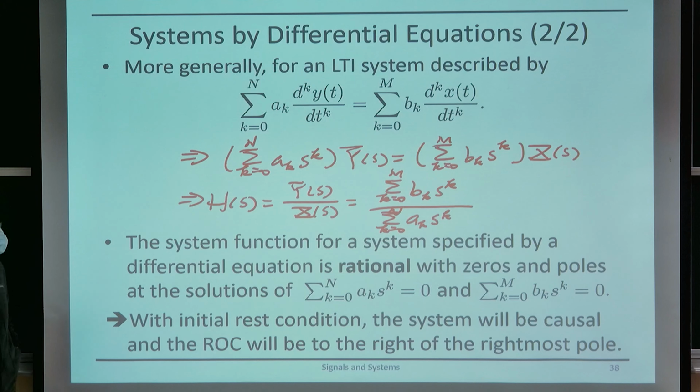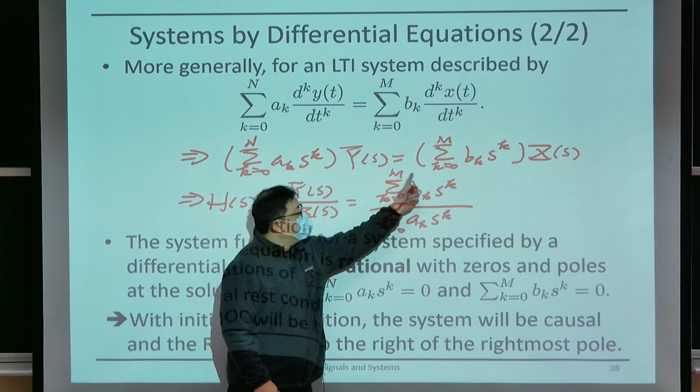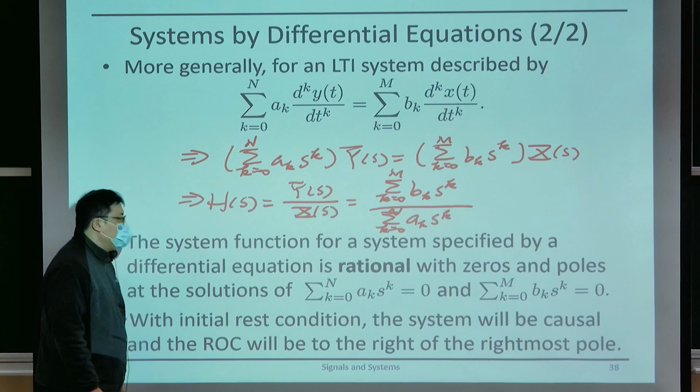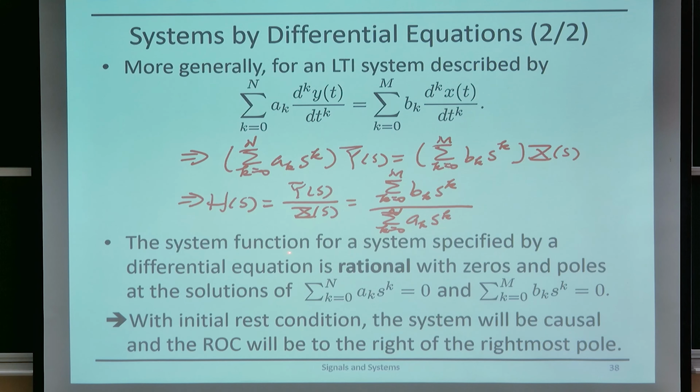Okay? And the zeros will correspond to the polynomial in the numerator, and the poles will correspond to the polynomial in the denominator. So the system function specified by this differential equation is rational with zeros that are the solutions of the numerator. I think this should be the other way around, right? Zeros corresponding to this, poles corresponding to this. Okay? So zeros corresponding to this, and poles corresponding to this.